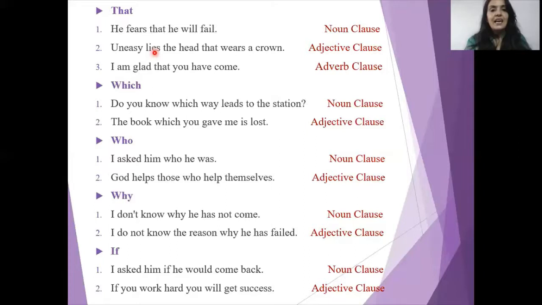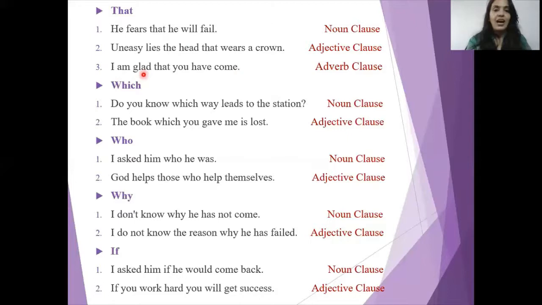Uneasy lies the head that wears a crown. Here, "Uneasy lies a head" is the principal clause. "That wears a crown" is the dependent clause. "That wears a crown" is not giving a complete sense. But here this crown is telling the speciality of this head. This crown is for this head. So, adjective clause.